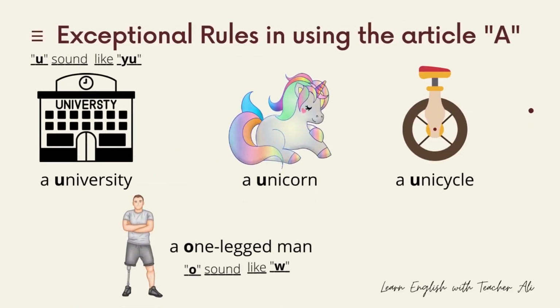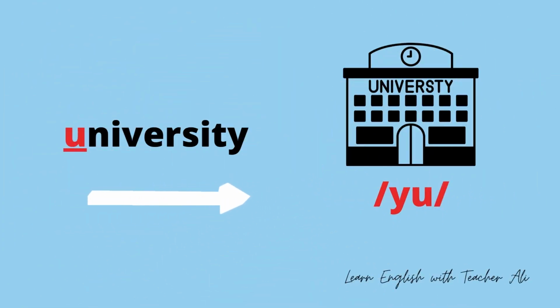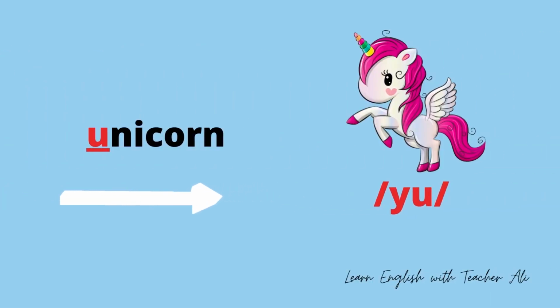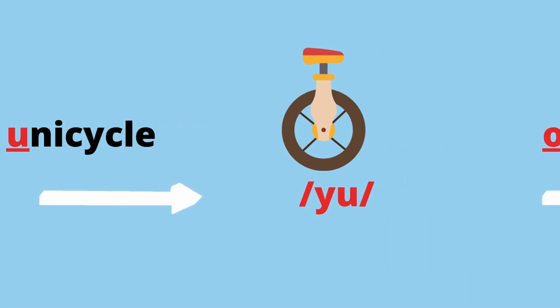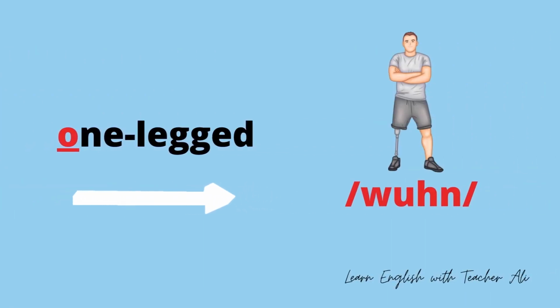There are exceptional rules in using the article a, like for examples, a university, a unicorn, a unicycle. The letter U in these words sound like U or Y and U. Another example, a one-leg man. The letter O in the word one sound like W.